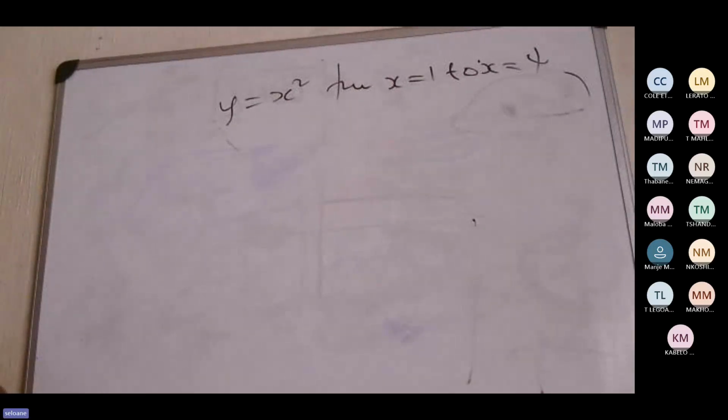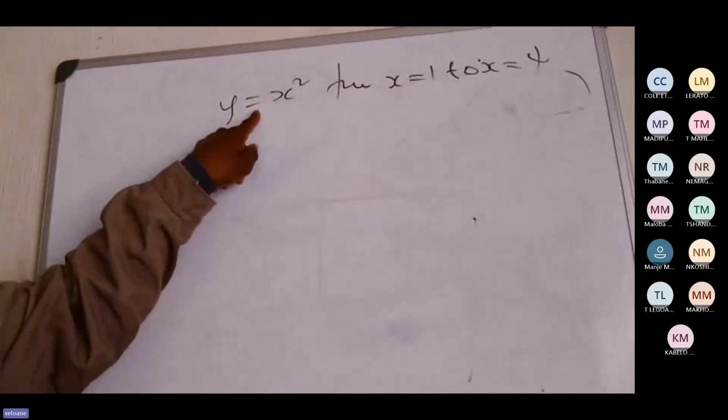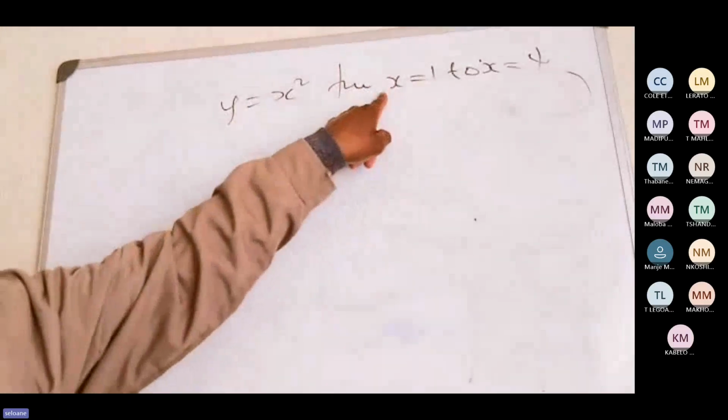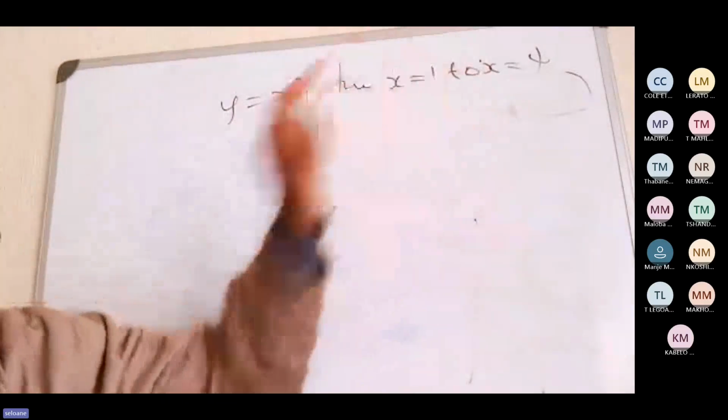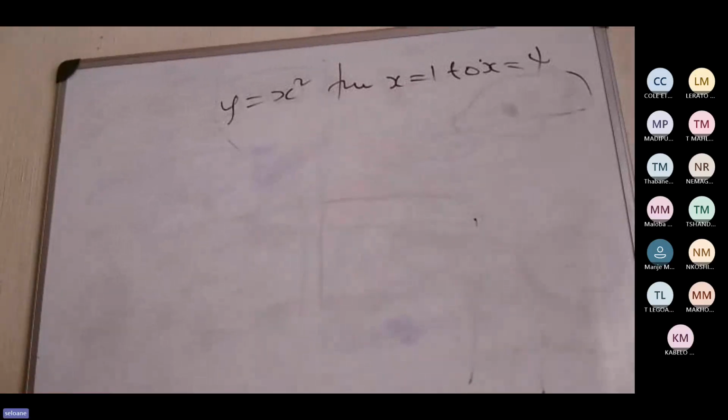Very fast. Can you try it? Very fast. Don't forget the question. Find the arc length or the length of an arc of this curve y equal to x squared from where x is equal to 1 up to where x is equal to 4. Then from there, once you get it correct, then we can look at something else.